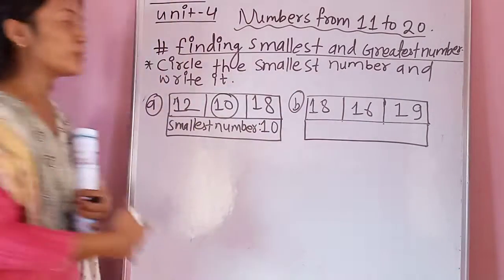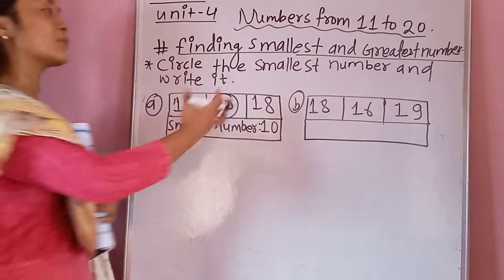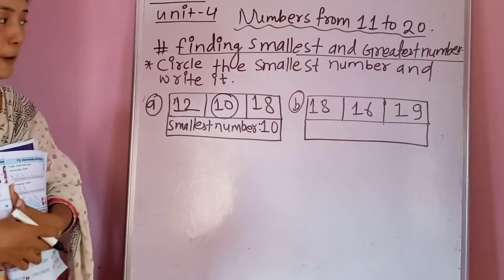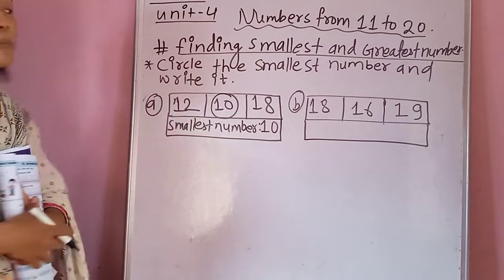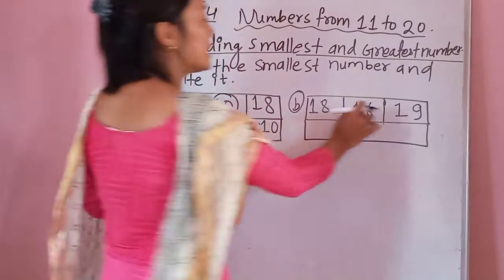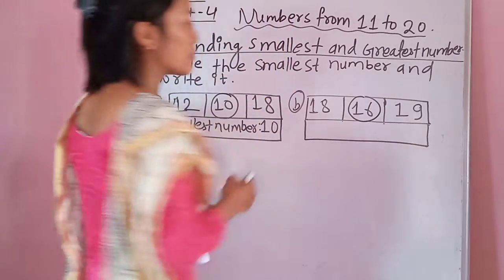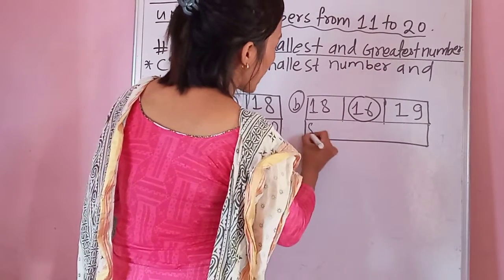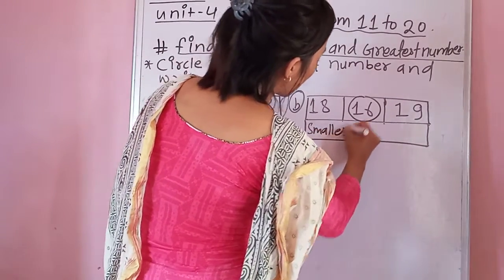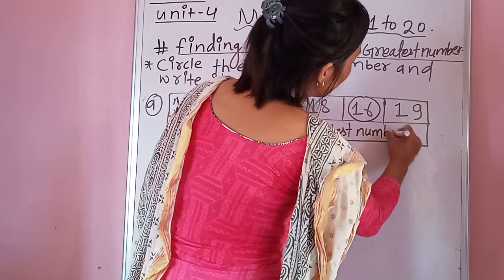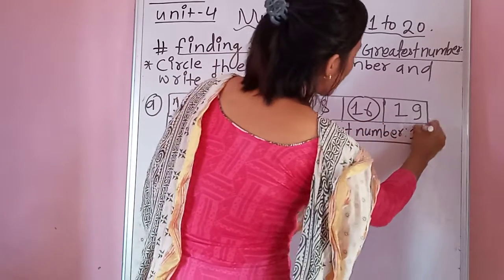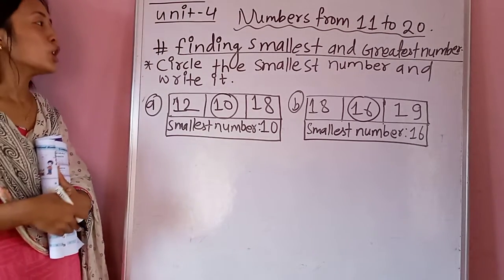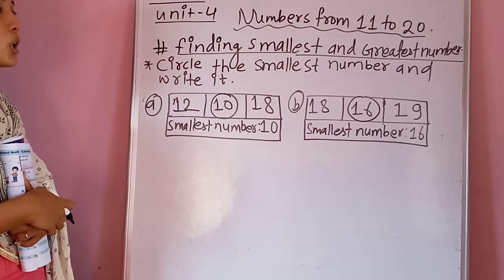B number, in this B number also you have to do the same. You have to find out the smallest number. Look here, among the 18, 16 and 19, which one is the smallest number? Obviously 16 is the smallest number. I think you are getting in your mind that 16 is the smallest number. So at first you have to circle it. After circling it, in this below box you have to write here the smallest number, and you have to write here the number which you have circled, which you considered as the smallest number, isn't it? So this is the method to solve such type of question.